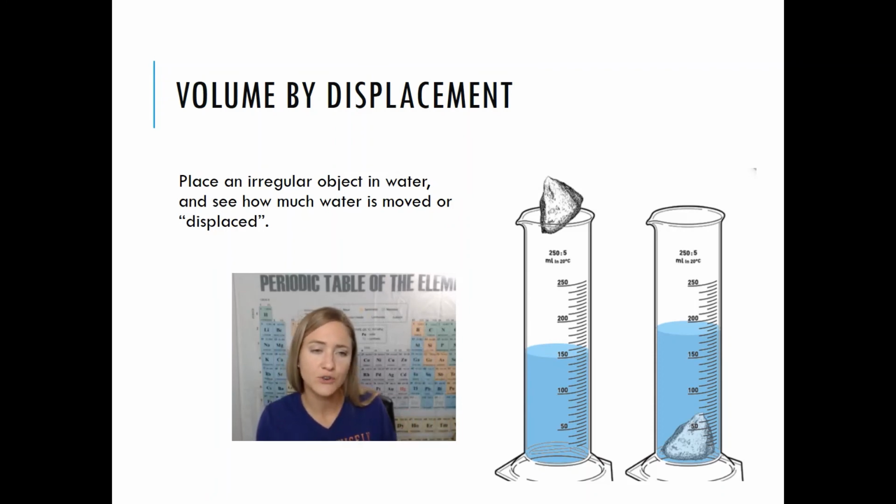Take a look here on the screen at the example. I start with a graduated cylinder at 150 milliliters. Okay, I'm reading from the bottom of that meniscus. I start at 150 milliliters, I place the rock in, and I notice that it goes up to about 170 milliliters, actually right at 170. So I can see that the rock moved the water up 20 milliliters because I took 170 minus 150. Therefore, I can conclude that the volume of this irregularly shaped object is 20 milliliters or 20 cubic centimeters.